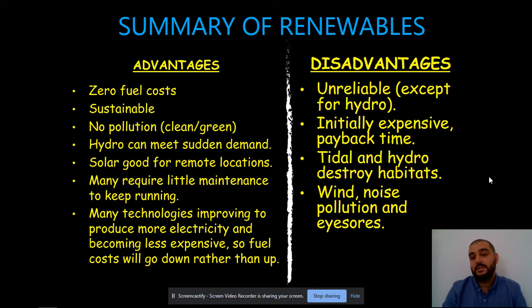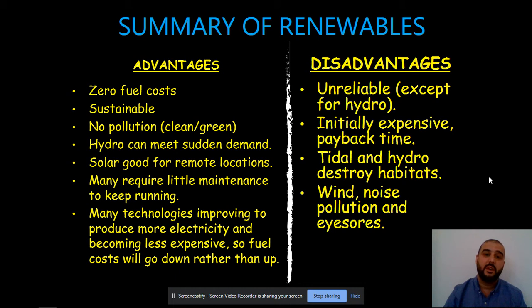The disadvantages for all of them, perhaps except hydro, is that they are unreliable, because whilst we can predict the weather, it can change. It can change, and it does change, and our weather predictions aren't 100% accurate. Initially expensive, so quite a large payback time over years, even decades. Tidal and hydro destroy habitats. So does wind, to be honest.